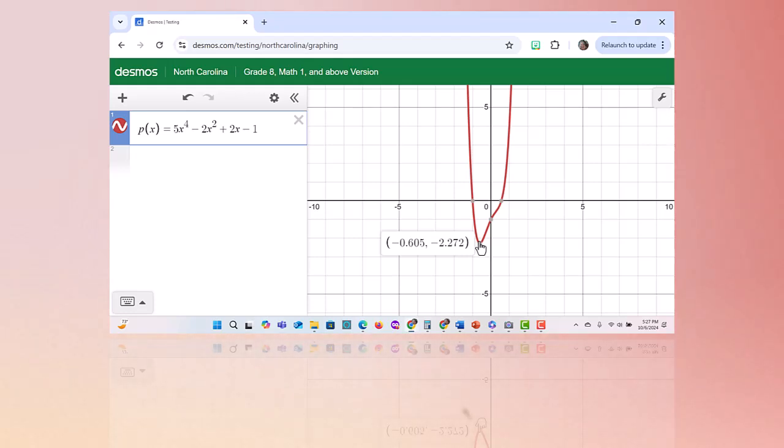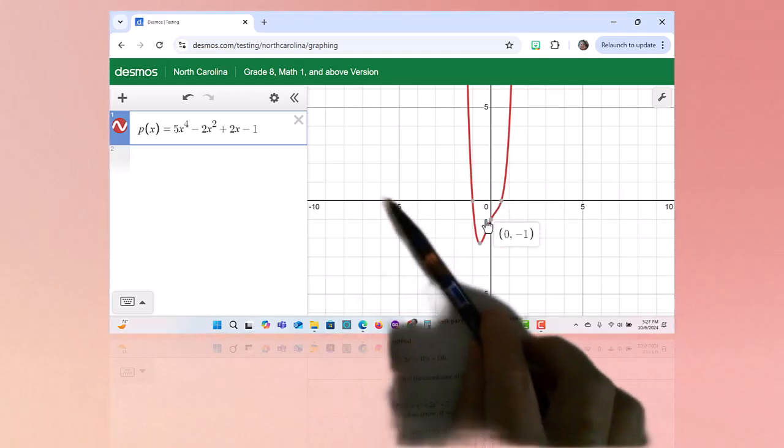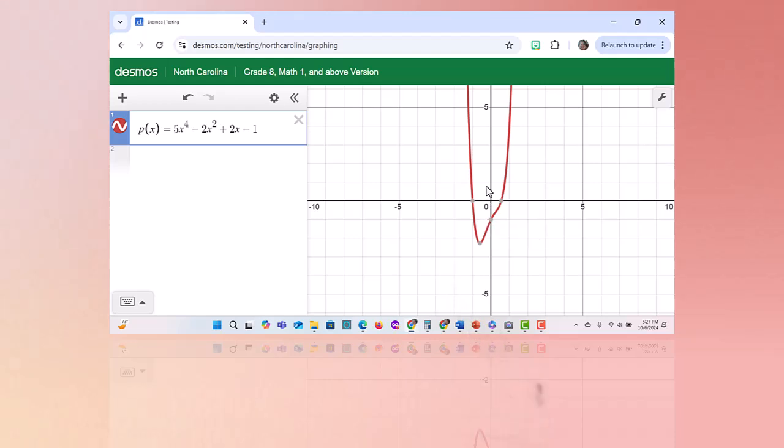All right, and the last one needs to be true. Okay, the graph is decreasing from negative infinity to negative 0.605. So this is our stopping point. Okay, is the graph decreasing? So from here, it looks like the graph is going down. When it reaches that minimum, it'll bounce back up. Okay, so this is true as well. So the only one that's false is A.